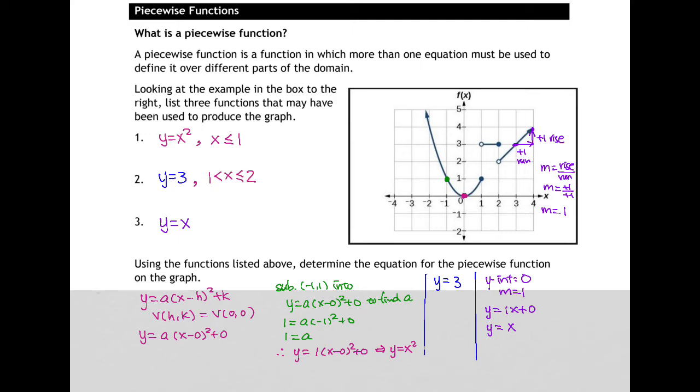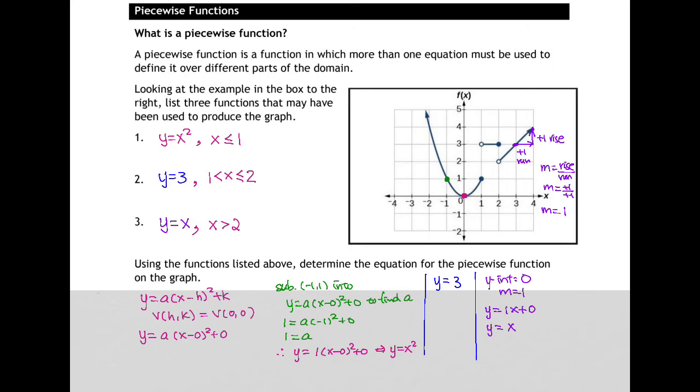The third piece, as you can see, is on the right-hand side of the 2. And on 2, there's the empty dot. That means excluding the 2 and on the right-hand side of 2. So the domain or the restriction will be x is greater than 2.